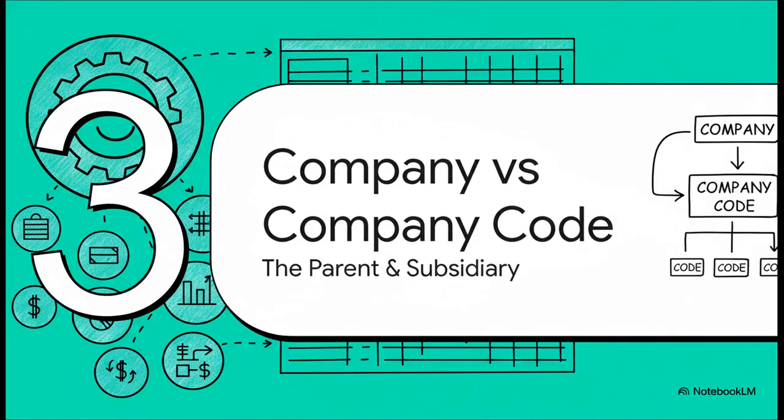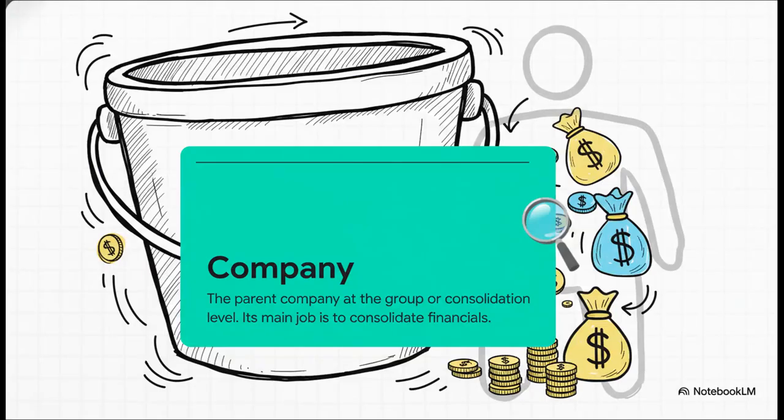This whole situation just perfectly sets up the absolute core concept of SAP's financial structure, the fundamental difference between what SAP calls a company and a company code. So in the SAP universe, the company is the whole group, the big parent entity at the very top. What's crucial to remember is that it doesn't actually process any day-to-day transactions itself. Nope. Its only job is to be the big bucket where all the financial results from the subsidiaries get collected for that final consolidated report.